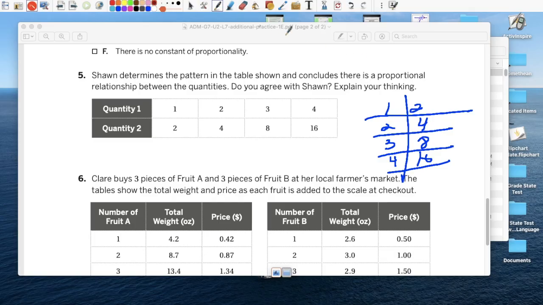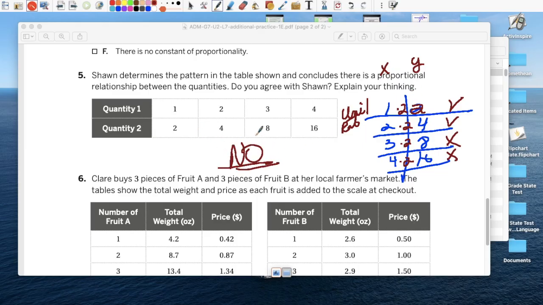Well, let's find the constant of proportionality. The constant of proportionality is actually here. This is my unit rate. Once you have the unit rate, let's call this x and this y, we know that this 2 here is the constant of proportionality. So it should be times 2, times 2, times 2, times 2. So this is okay, this is okay, this is not okay, that's not okay, because it fails. 3 times 2 is not 8, 4 times 2 is not 16. So is there a proportional relationship? The answer is no.